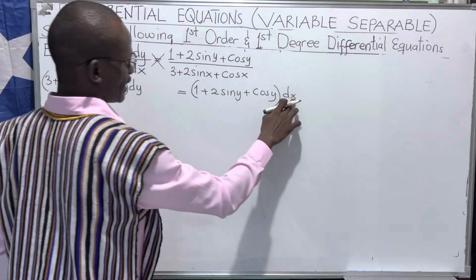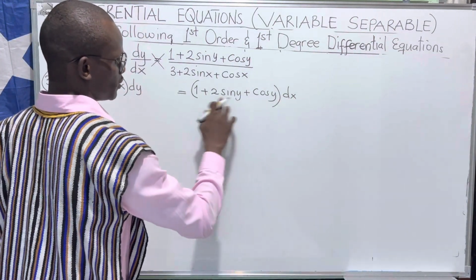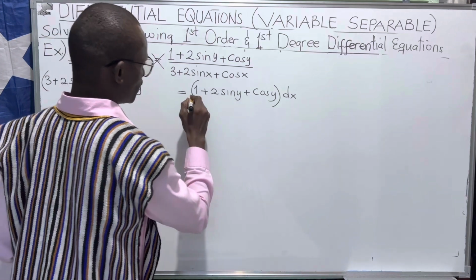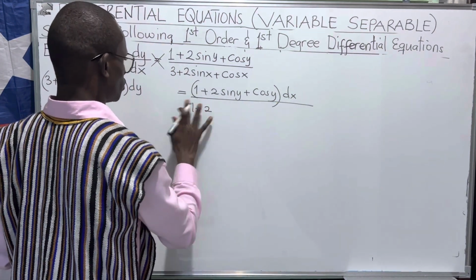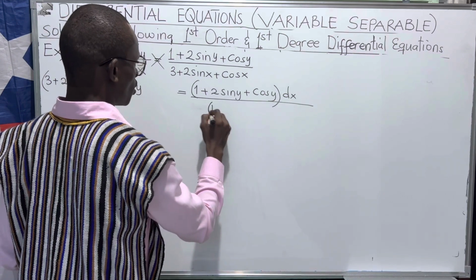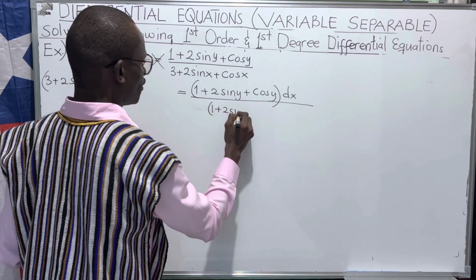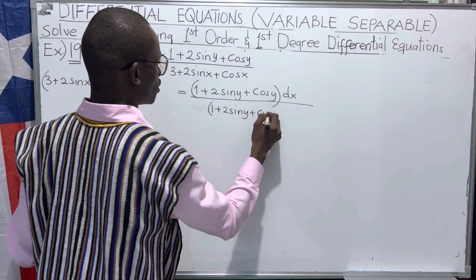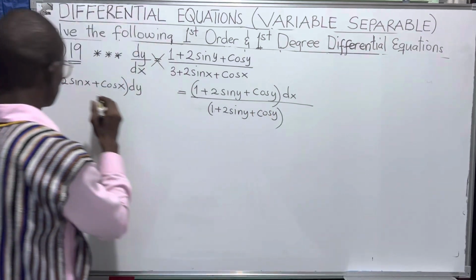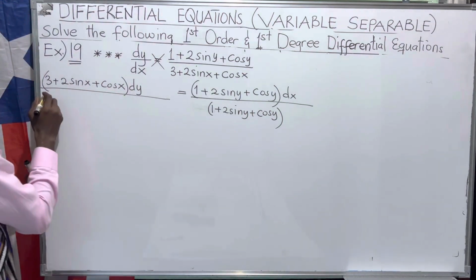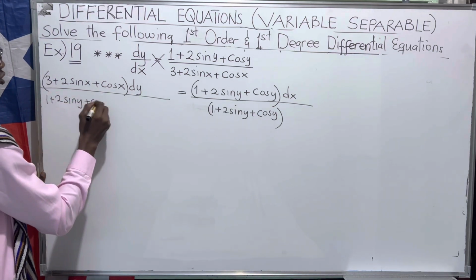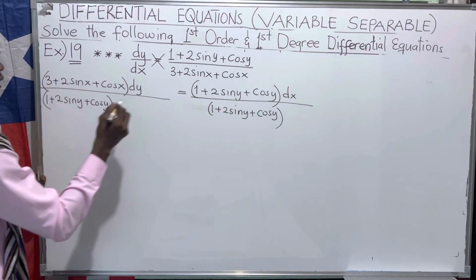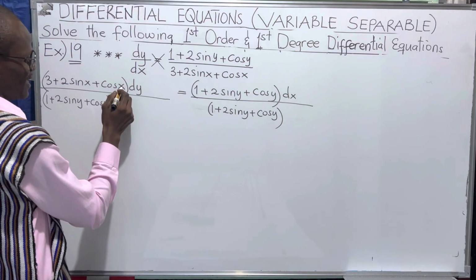So now this is x, so we need to have all x here. So we can divide this out by 1 plus 2 sine of y plus cos of y. We do that on the other side of the equation. So we have 1 plus 2 sine of y plus cos of y. Likewise, we don't need x here.